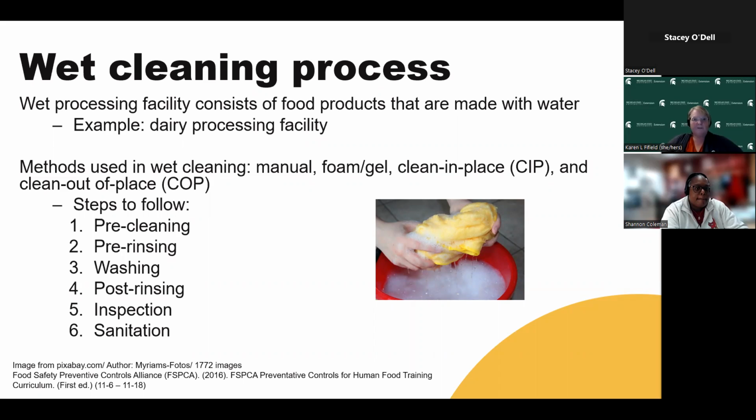Wet cleaning must follow several steps of procedures, including things like a pre-clean, a pre-rinse, washing, post-rinsing, inspection, and then after all the cleaning, sanitation. When the surfaces are cleaned and sanitized, they must be dried to reduce the chance of microorganisms growing. Otherwise, that dampness will provide a perfect growing environment for bacteria.